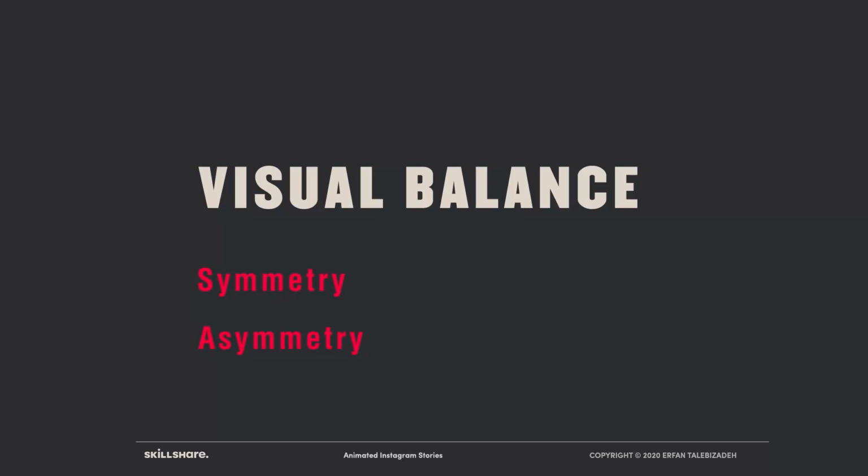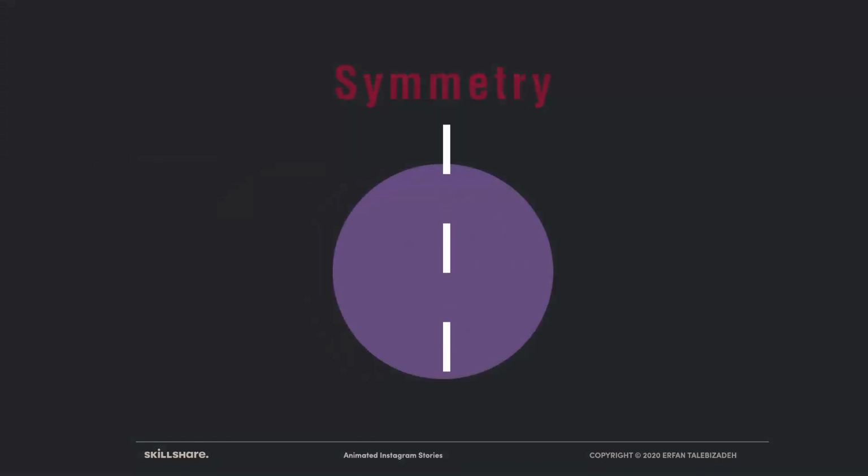symmetry and asymmetry. Symmetrical balance occurs when equal weights are on equal sides of a composition, balanced around a fulcrum or axis in the center. So basically, it's a mirror. All you need to do is halve your canvas and make both sides equally balanced.